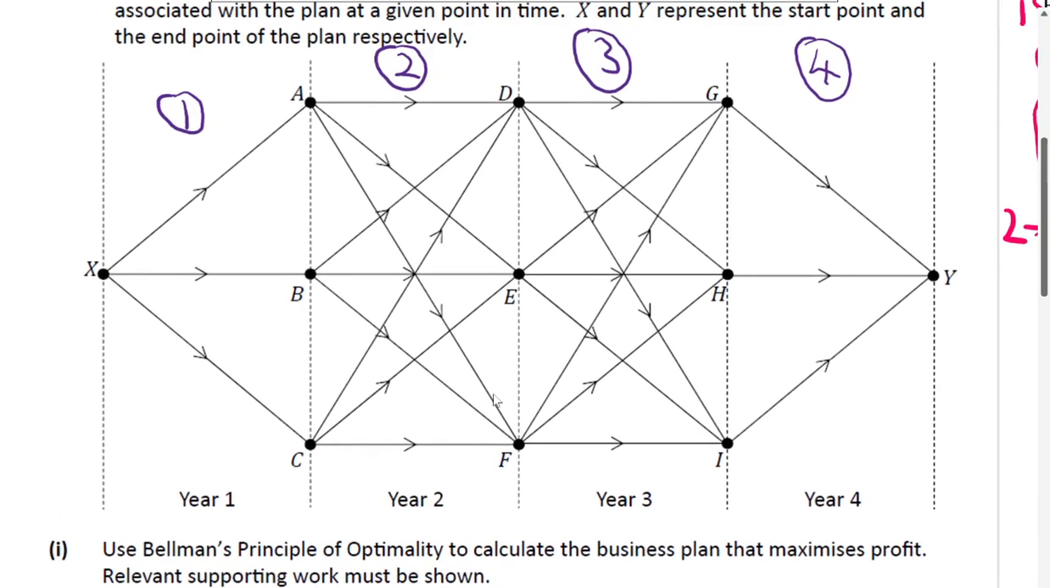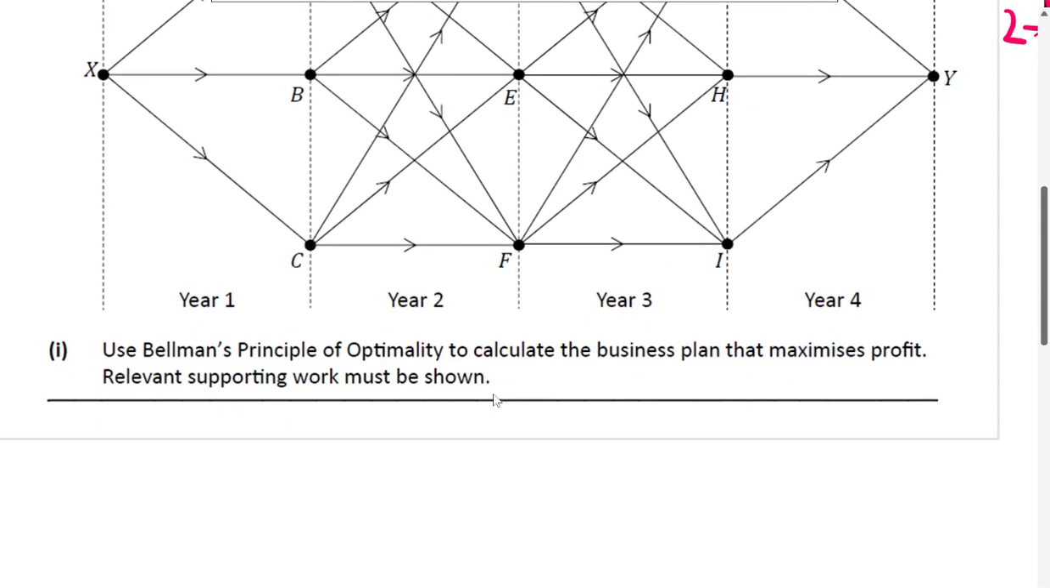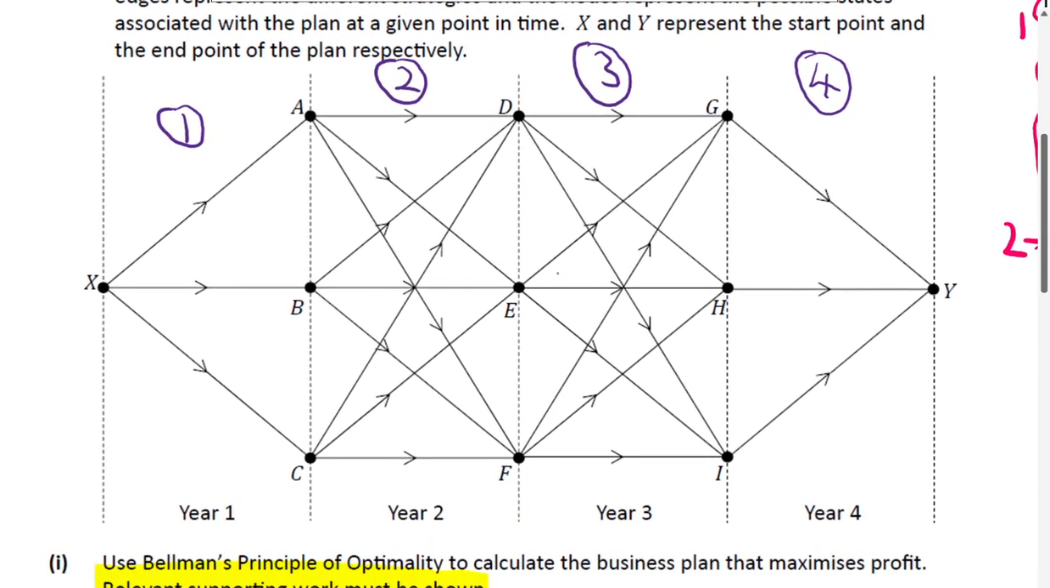So stage 4, first of all. Stage 4 is what we're going to do first. Now, relevant supporting work must be shown. This one's okay, it's easy enough to write it out. It feels a bit like busy work, but it is easy to write out what's happening. With other ones like Dijkstra or Prim and Kruskal, it's harder, but we figure that out as we go. So stage 4, what are the options for stage 4?